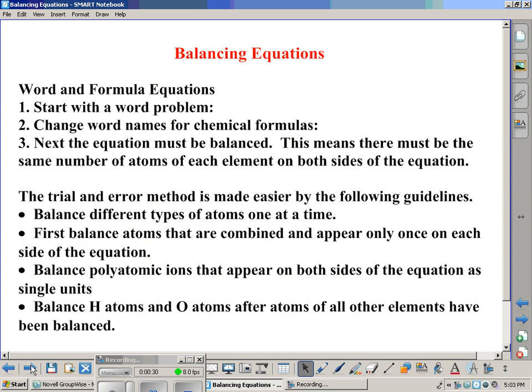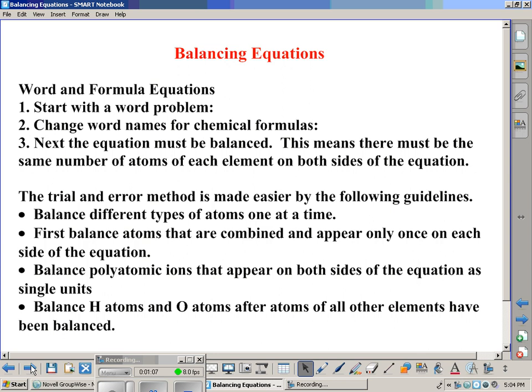So, balancing equations. Whether they're word or formula equations, you're probably going to start with a word problem. Your second step is to change the word names for chemical formulas. As we all know, sometimes word problems can contain a lot of fluff that you don't really need. So if you can pick out the information you need, in other words, the chemical formulas, you're on your way to success. Once you have them all picked out and in their proper locations under reactants or products, you're going to need to balance the equation.